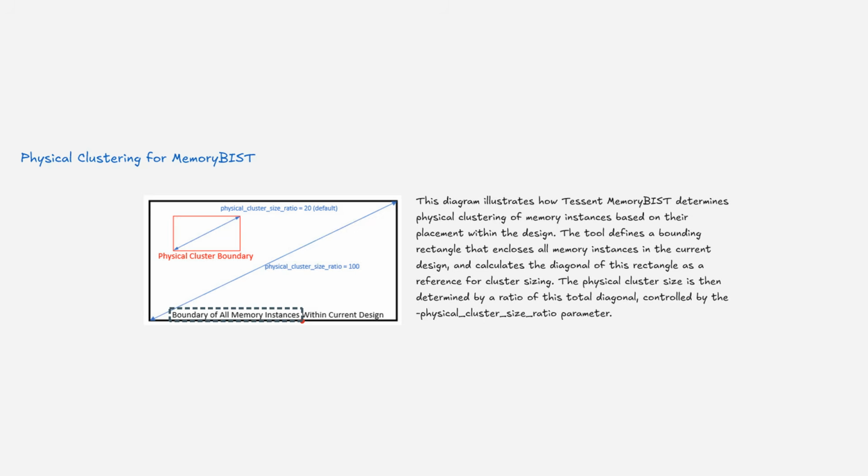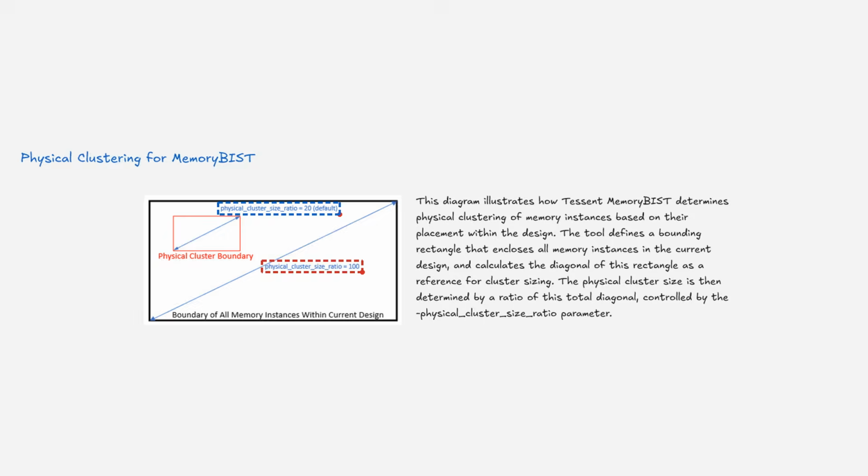This diagram illustrates how Tessent MemoryBIST determines physical clustering of memory instances based on their placement within the design. The tool defines a bounding rectangle that encloses all memory instances in the current design and calculates the diagonal of this rectangle as a reference for cluster sizing. The physical cluster size is then determined by a ratio of this total diagonal, controlled by the -physical_cluster_size_ratio parameter.